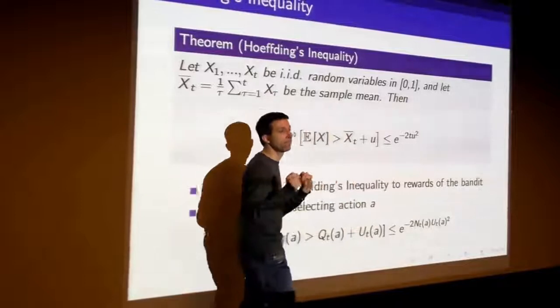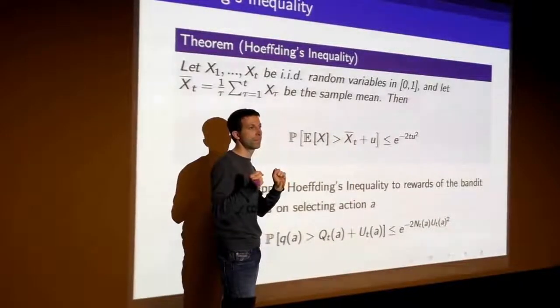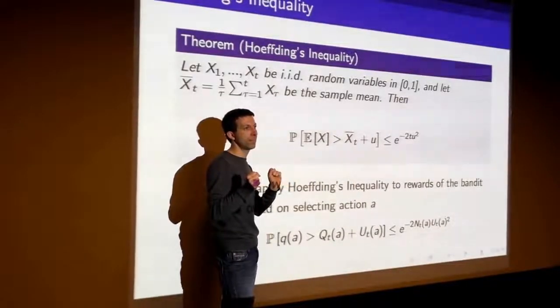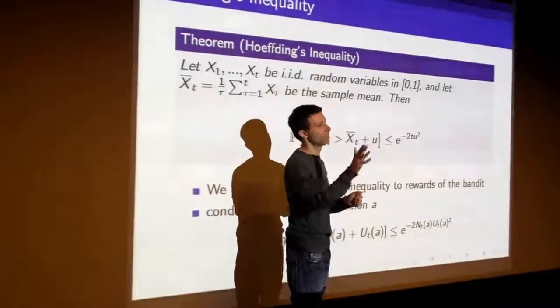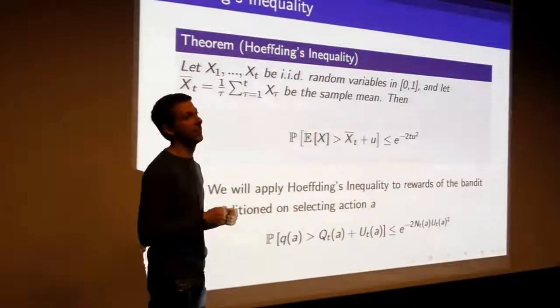As in, if your rewards are normally distributed, there's no maximum value you can get. Yeah, this result assumes that you've got a bounded distribution. So there is at least one assumption. It's true for any bounded distribution.